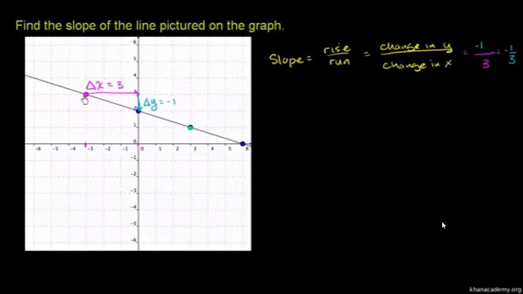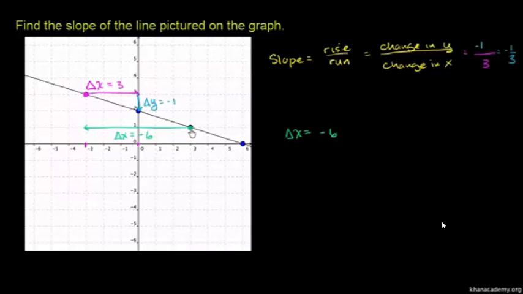So to go from this point to that point, what is our change in x? Our change in x is that distance right over there. We started at 3 and we went to negative 3. We went back 6. Over here, our change in x is equal to negative 6. And then when we start at this point and we move 6 back, what is our change in y to get to that point?